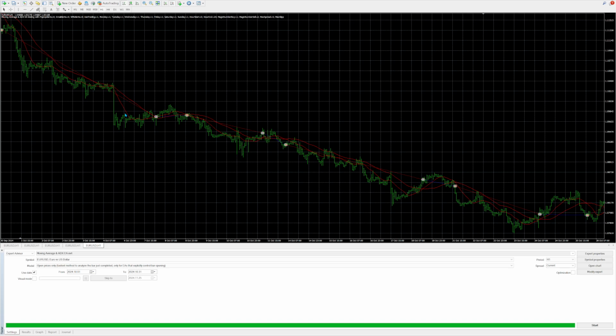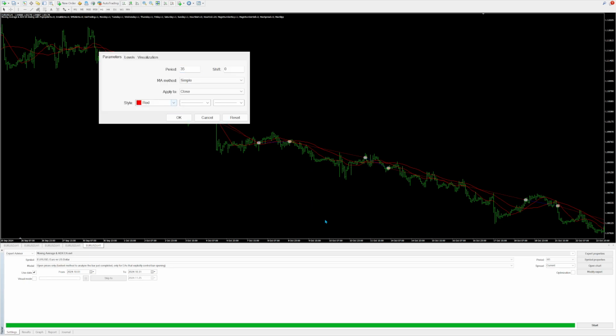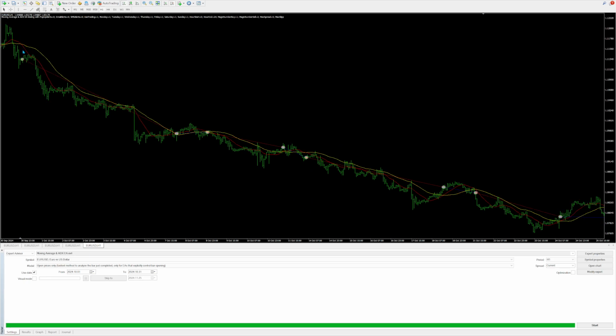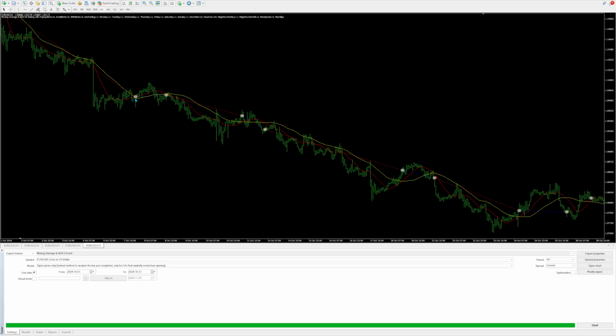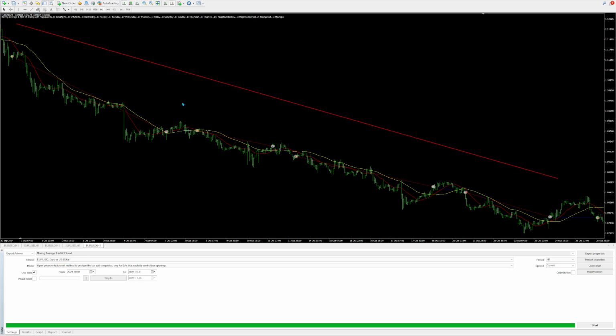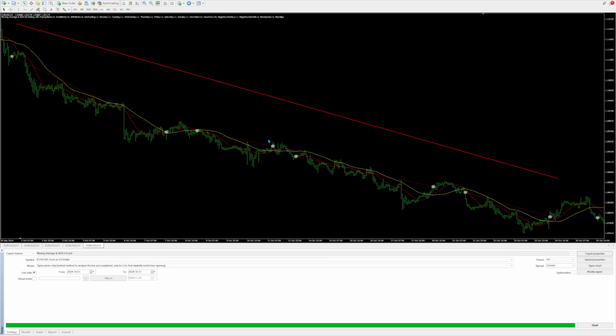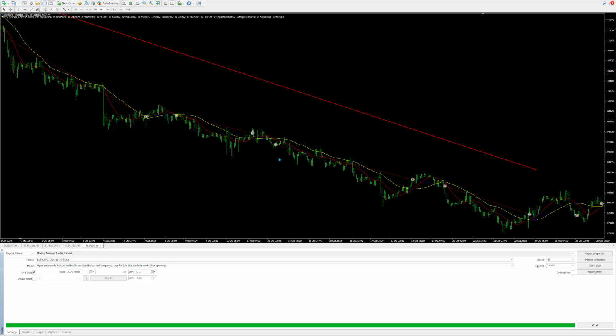Let's open the chart. I'll change the color of the longer term moving average just so it's clearer to see. So as you can see, when the fast crosses the slow, we sell. When the fast crosses the slow upwards, we buy. Can you see that? And again, what you can do is just determine the trend direction. For example, you can see the market's trending downwards here. You might just set the expert advisor to short only because you're in a downtrend. And then it will sell every time they cross.